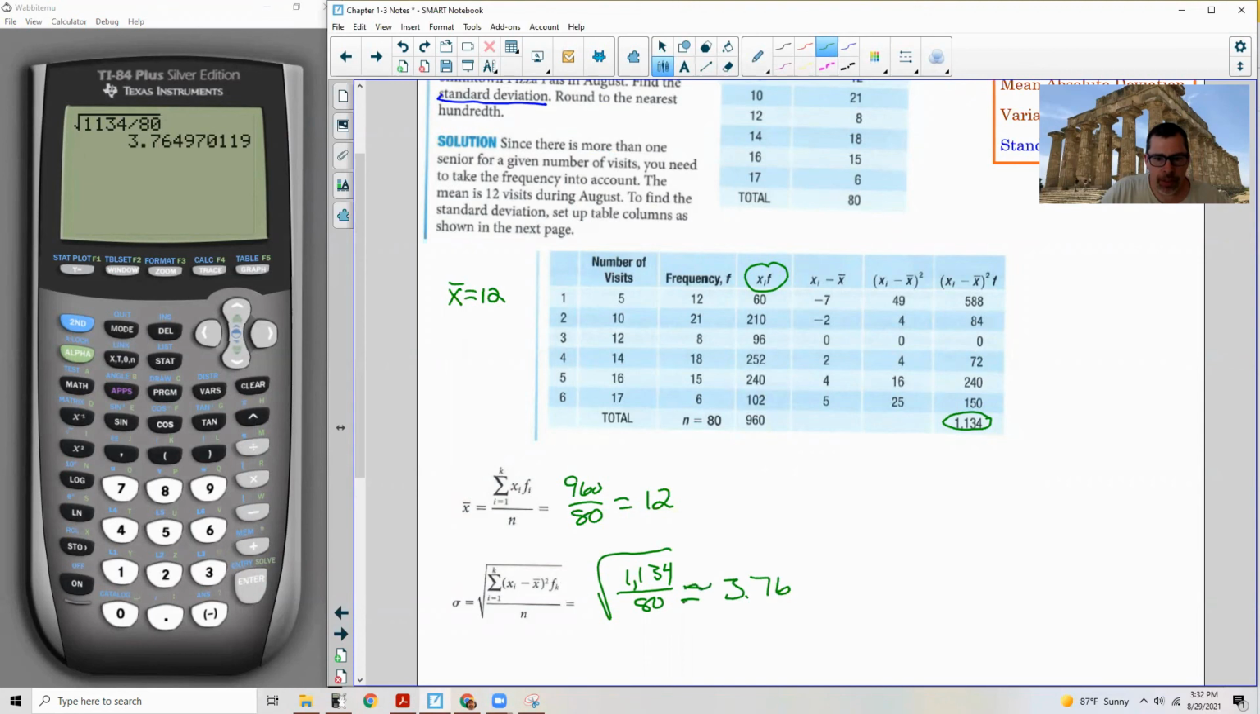And that should be an approximation. All right. Okay, so the standard deviation is 3.76. So the mean was 12, and each standard deviation was 3.76 away from that 12.